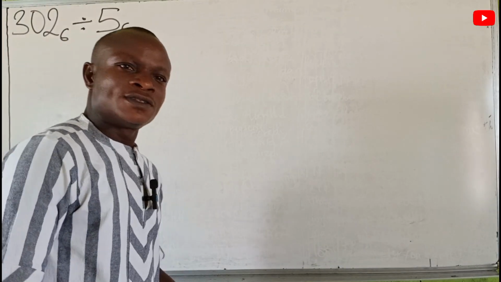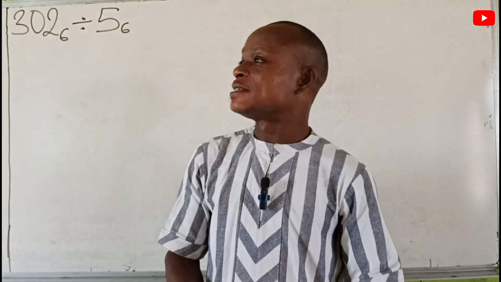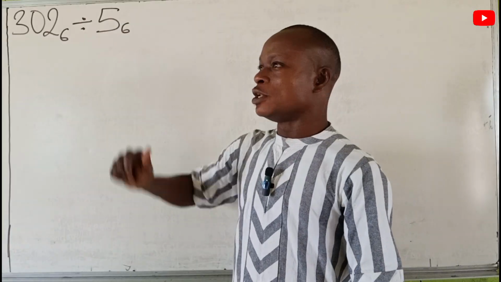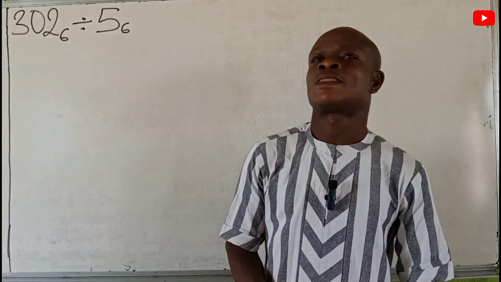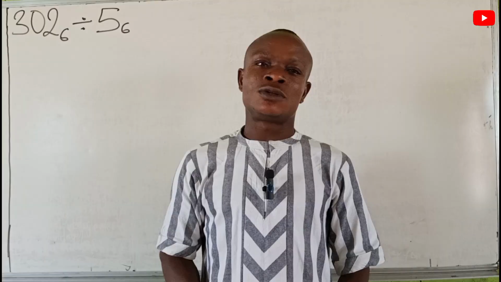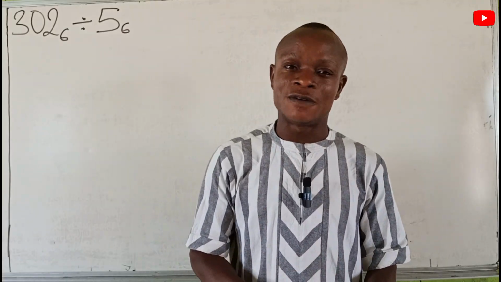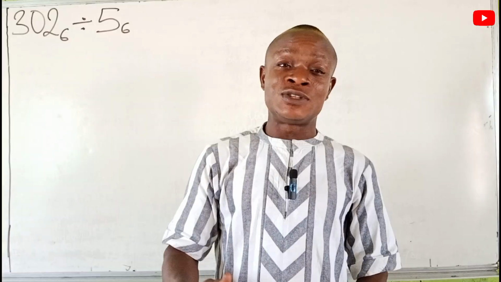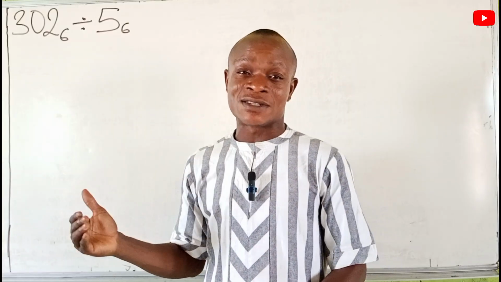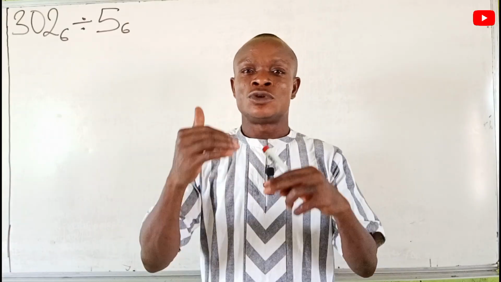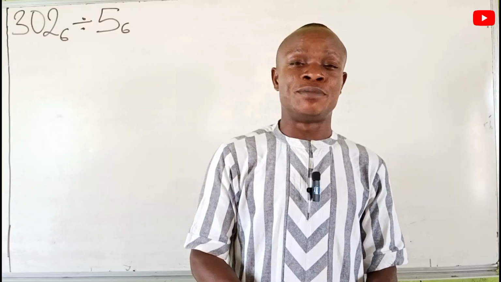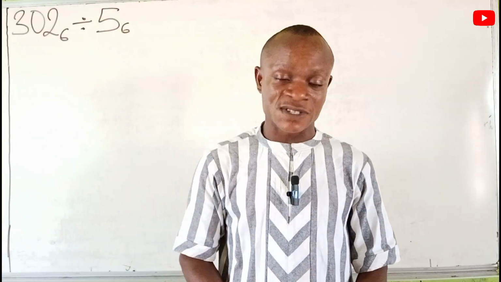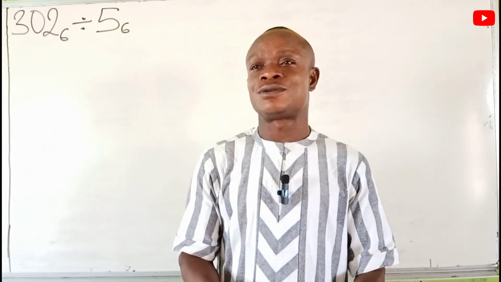Hello viewers, today we'll be looking at number-based division, and the question on the board is in base 6. Now there are two methods I'll be using to solve this question. The first one, you will need to convert the numbers to base 10, do the division in base 10, then convert the answer back to base 6. That is the first method.